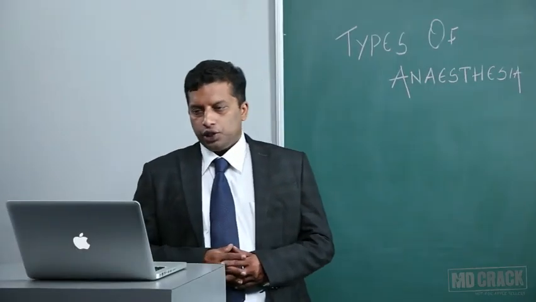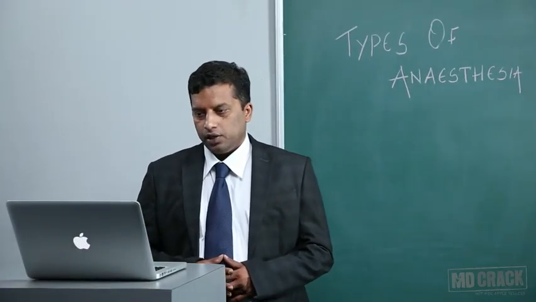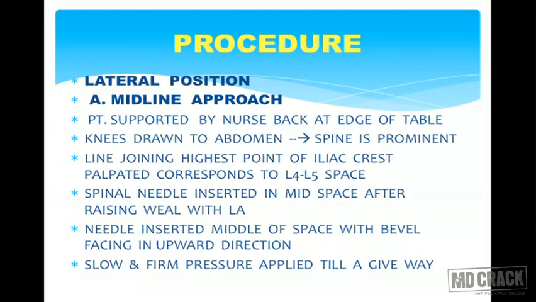Now coming to the procedure of giving spinal anesthesia. As I said before, spinal anesthesia can be given in lateral position and sitting position. Now let's talk about lateral position first. In lateral position, there are two types of approaches, that is midline approach and paramedian approach.